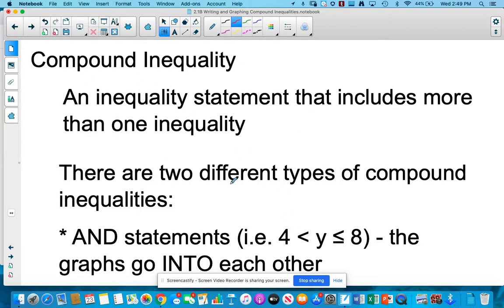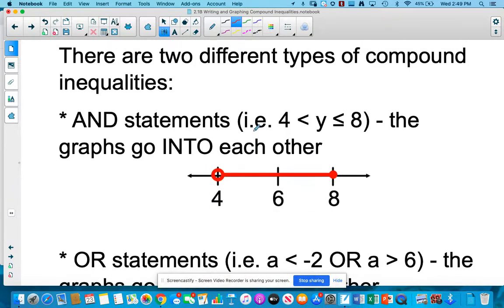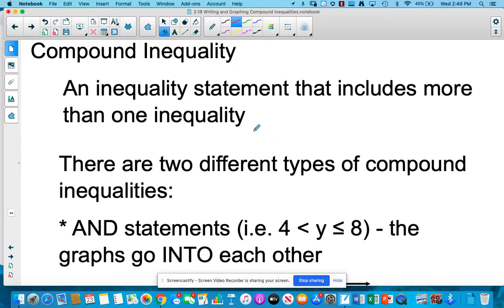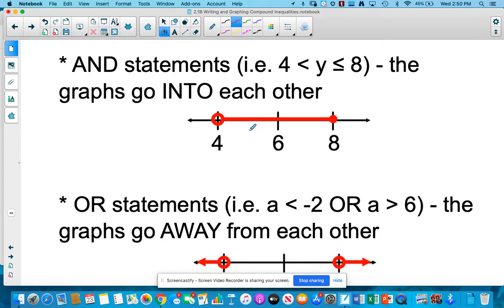Okay, all right. So now let's talk about compound inequalities. A compound inequality is an inequality statement that includes more than one inequality. There are 2 different types of inequalities. Okay, and I want you to write this down. So if you have to pause it, pause it. So the 2 types of inequalities are going to be your and statements and your or statements.